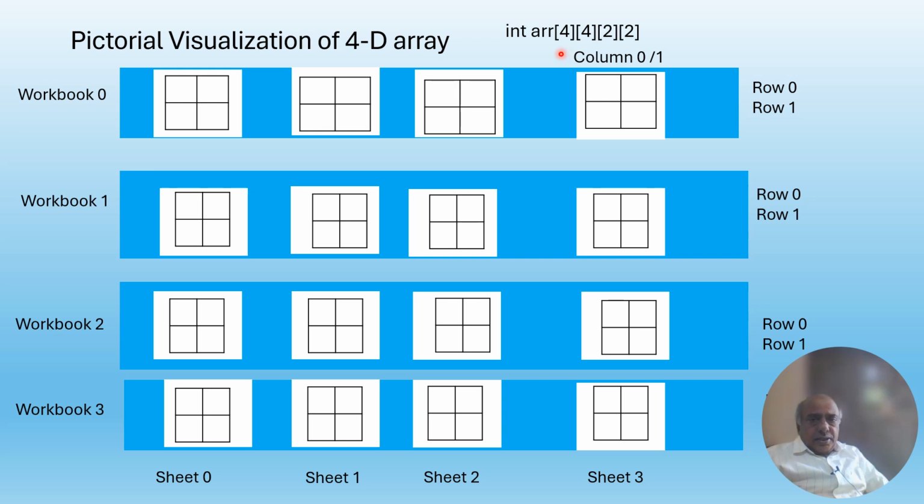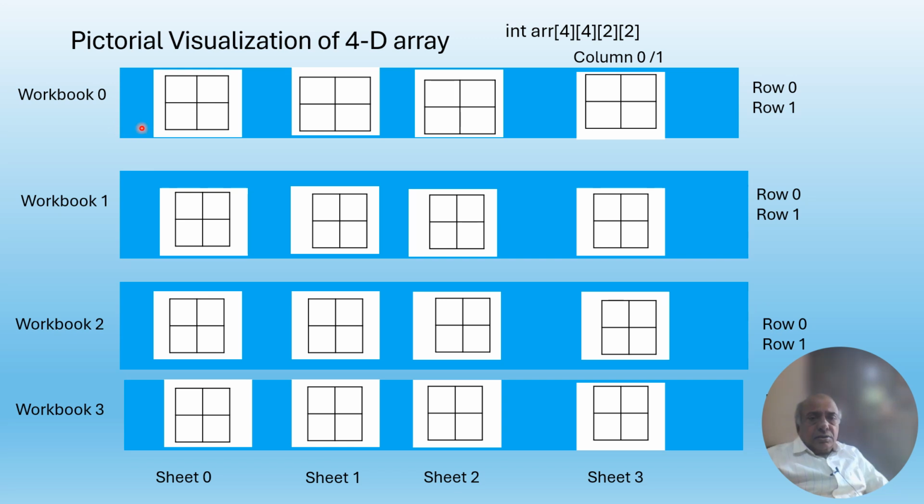Now this is an array arr having subscripts 4, 4, 2, 2. So there are 4 workbooks we can visualize: workbook 0, 1, 2 and 3. Each workbook has 4 sheets. So this is sheet 0 of workbook 0, sheet 1, sheet 2, sheet 3. Each sheet has a table having 2 rows and 2 columns, as shown in this figure. So this is row 0, row 1, column 0, column 1 of each table.